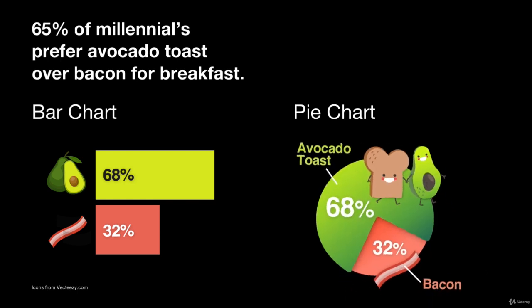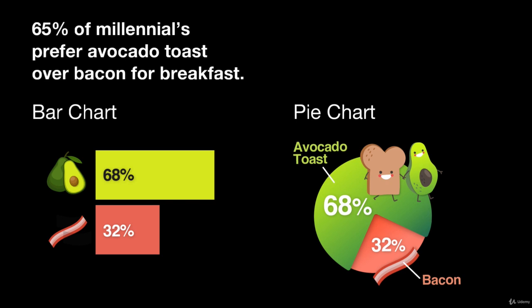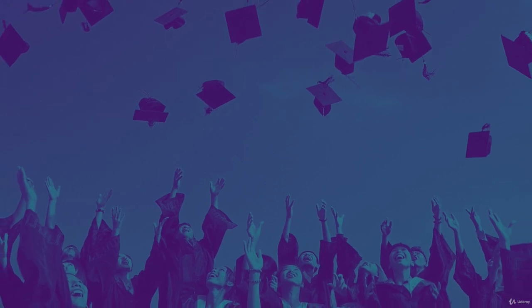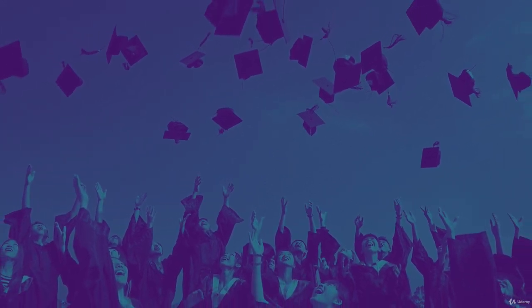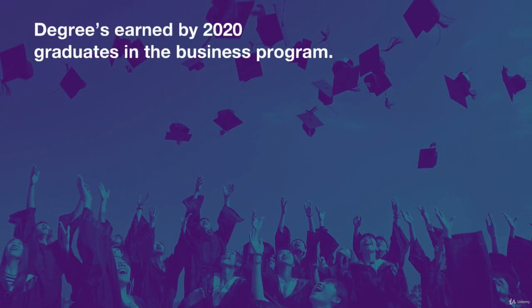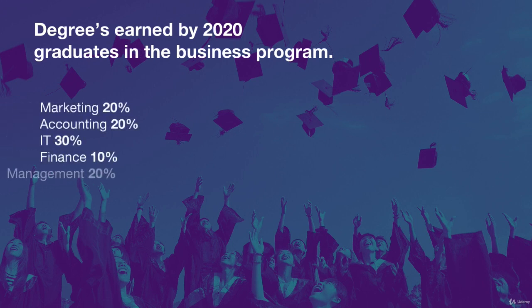Let's add to this a bit further and add a custom icon and labels to the graph. Now let's add a themed color to highlight the more important majority number in the pie graph. And now we're getting somewhere. Let's try another example. Here's the next piece of data we need to work with, this time 6 different items. This is degrees earned by 2020 graduates in a business program. We can use our trusty pie chart.